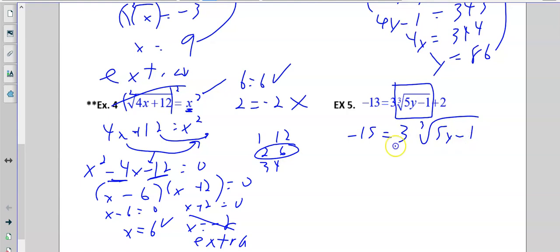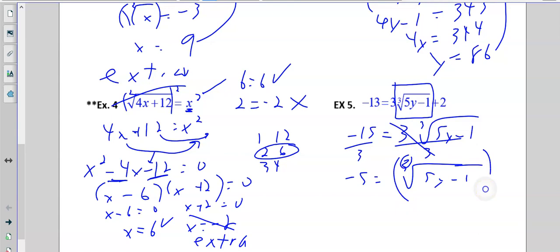Now I've got to divide both sides by 3. That's going to give me negative 5 equals the cube root of 5y minus 1. Since this is a 3, I need to cube both sides. That gets rid of the radical. A negative times a negative is positive, times another negative is negative. 5 times 5 times 5 is 125, giving me 5y minus 1 left over here after the radical goes away.